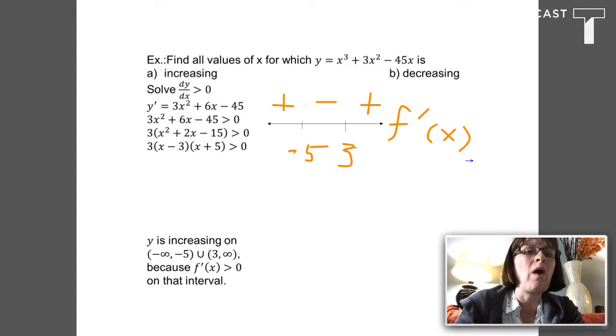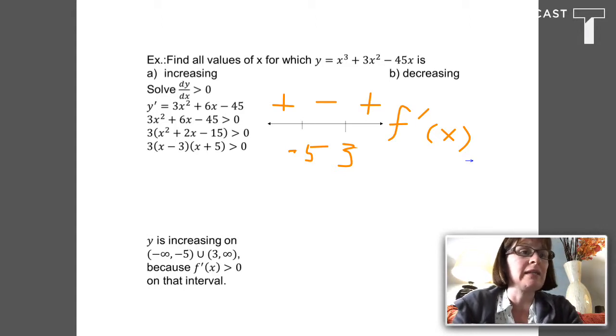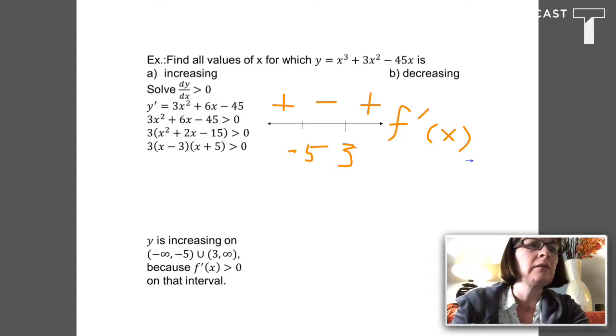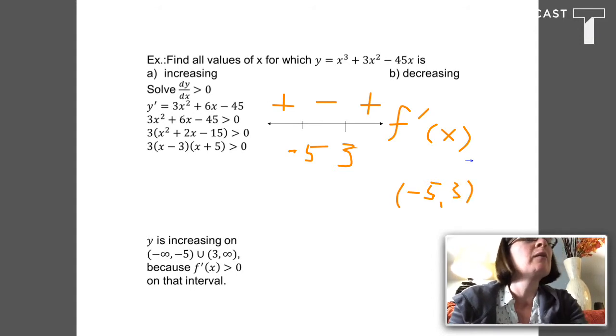So this is what we would say. y is increasing on negative infinity to negative 5, union 3 comma infinity, because f prime of x is greater than 0 on that interval. Now it's easy to see what the answer for part B would be. The function y is decreasing anywhere the derivative was negative. Well, we already found out where the derivative was negative. My answer to part B would be on negative 5 to positive 3, because dy/dx is negative on that interval.